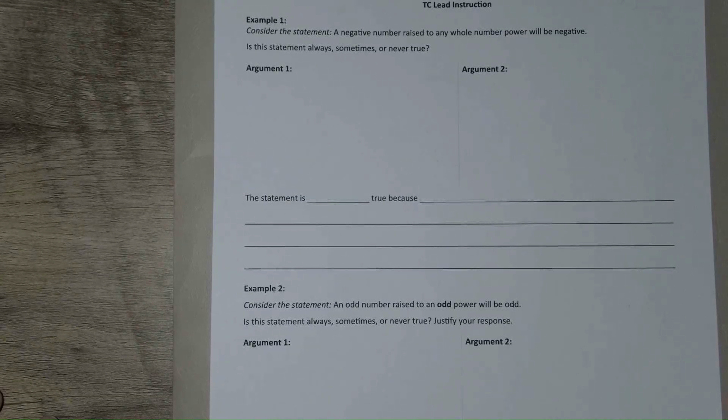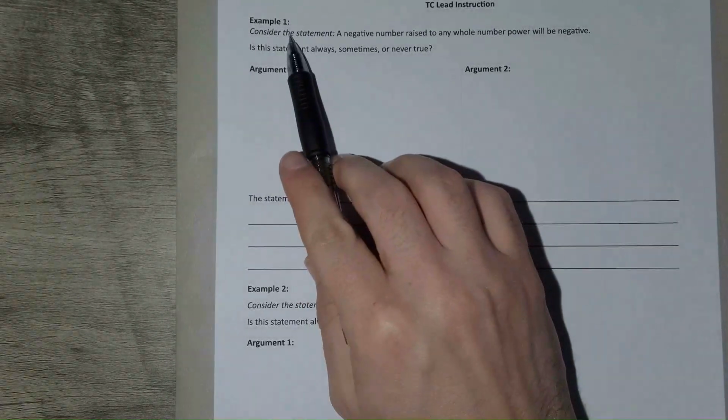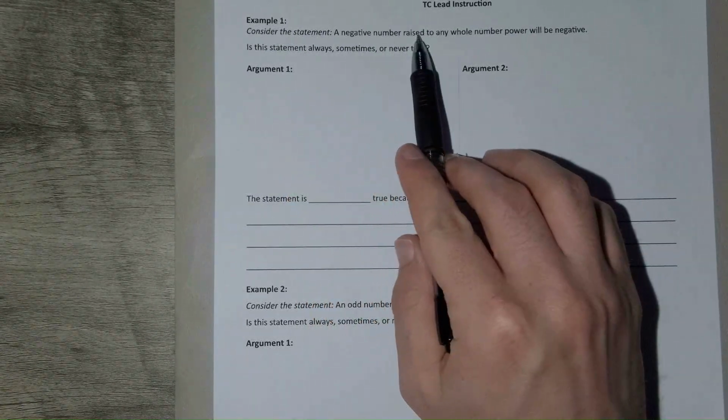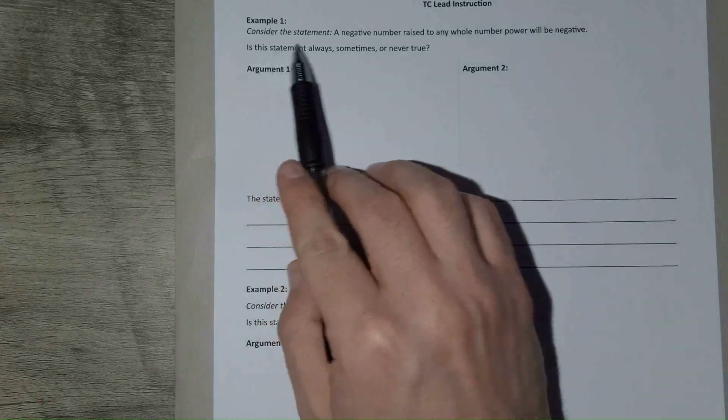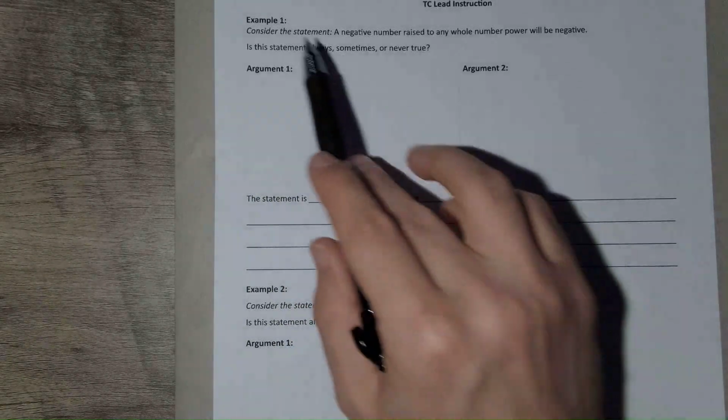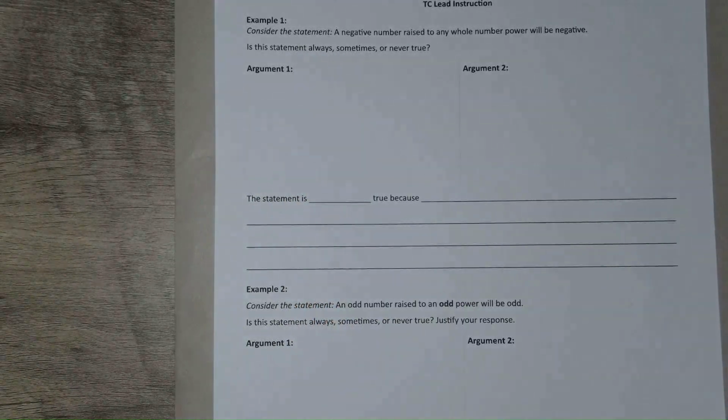So let's get into our instruction. All right, let's go with example 1. Consider the statement: a negative number raised to any whole number power will be negative. Is this statement always, sometimes, or never true? And so here, consider the statement: a negative number raised to any whole number power will be negative.